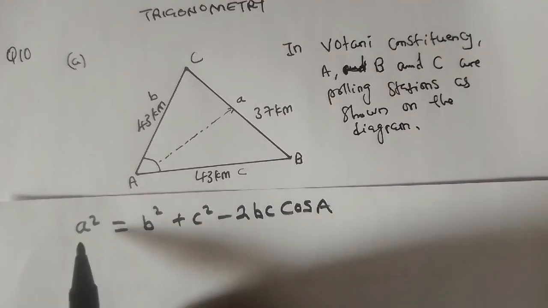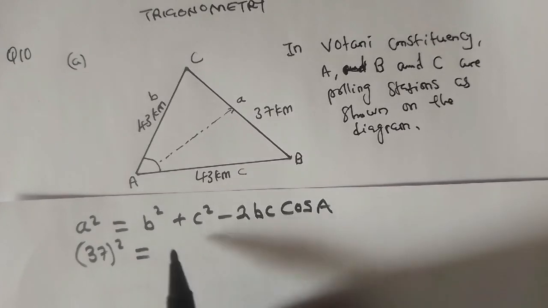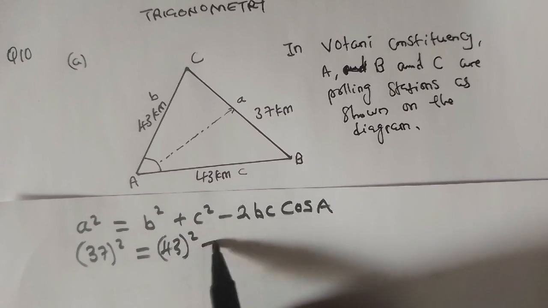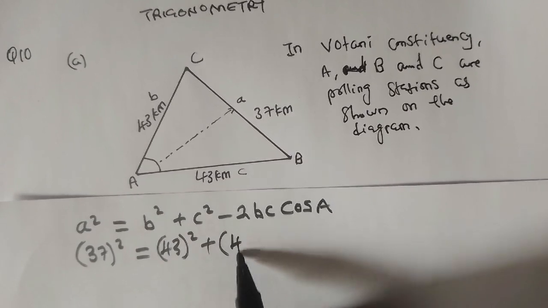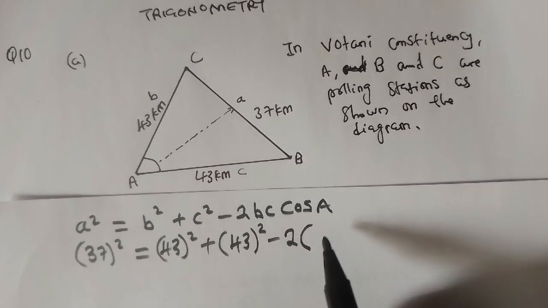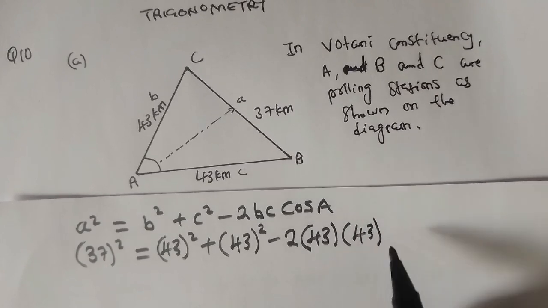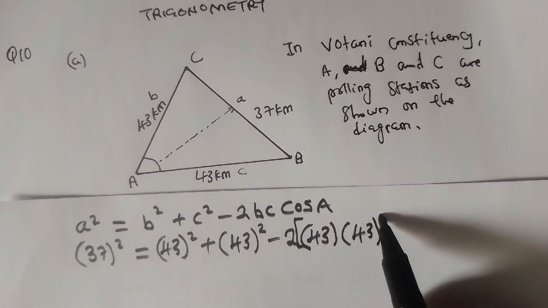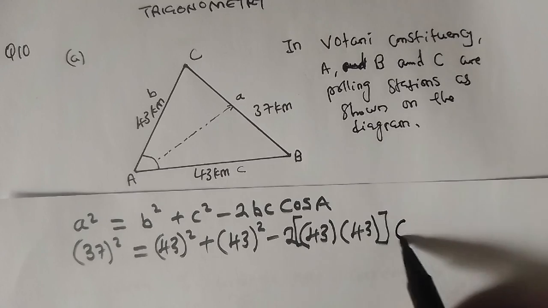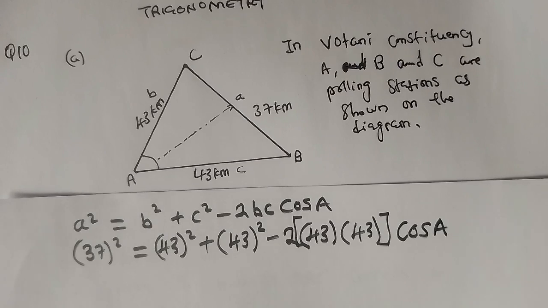Now we can start replacing. Small a is 37, and you square it, equals small b, which is 43, squared, plus small c, which is 43 as well, squared, minus 2 times 43 multiplied by 43, and then multiplied by cos A, which is what you're looking for.